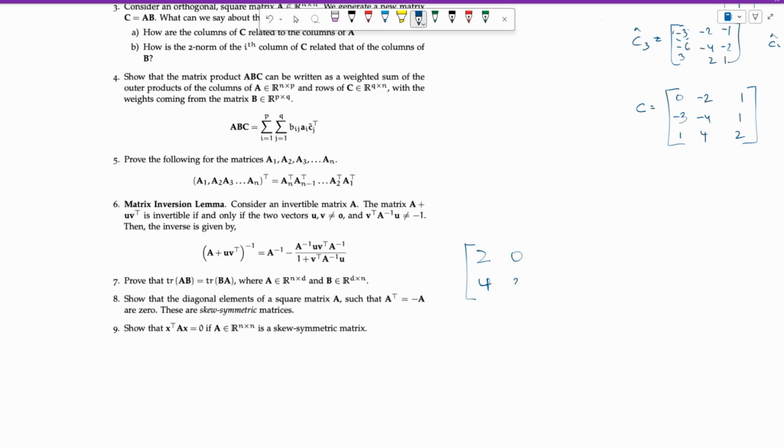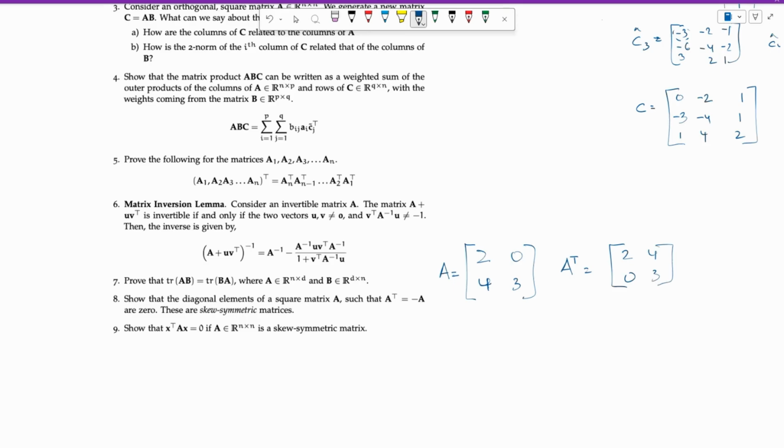If I take the transpose of this, what will I get? 2, 4, 0, 3. Is this a symmetric matrix? It is. So the transpose of this equals this, right? Okay, let's assume this is A. I'll remove the transpose. A transpose is 2, 4, 0, 3.